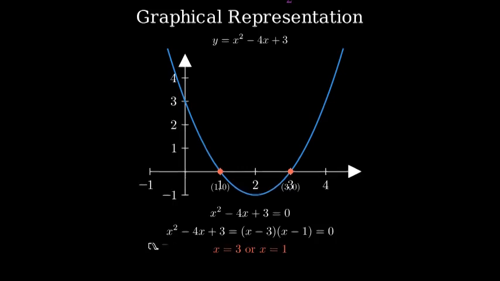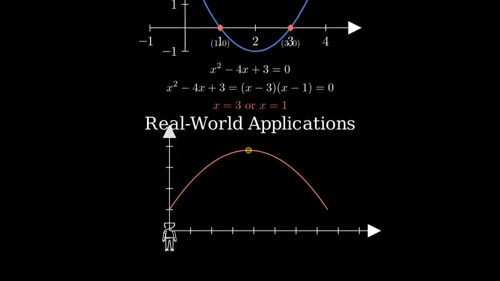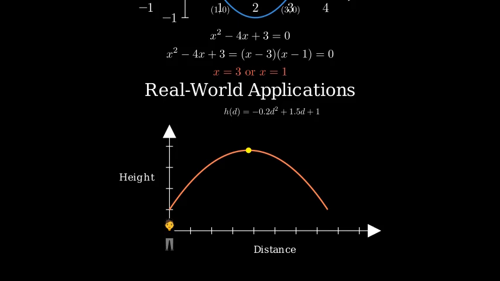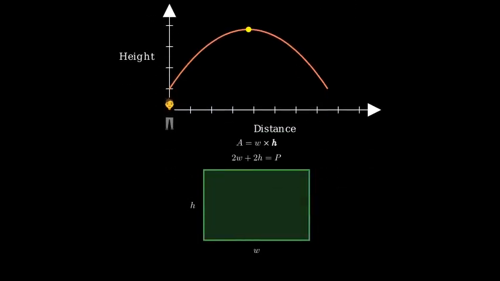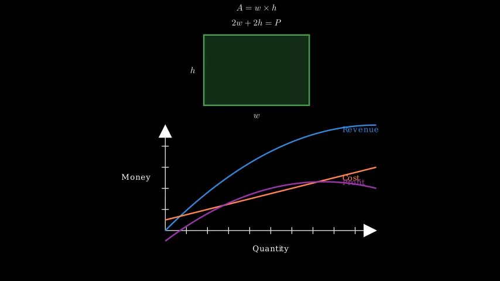Quadratic equations have many real-world applications. For example, the path of a thrown object follows a parabolic trajectory, which can be modeled by a quadratic equation. Another example is in maximizing area under constraint, like finding the dimensions of a rectangle with a fixed perimeter that has the maximum possible area. Quadratic equations are also used in economics to model revenue, profit, and cost functions.